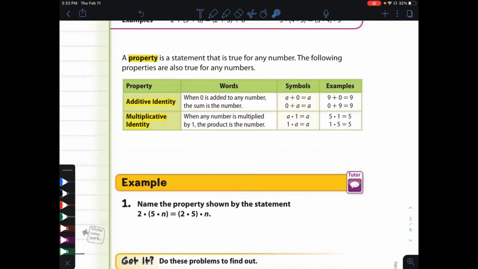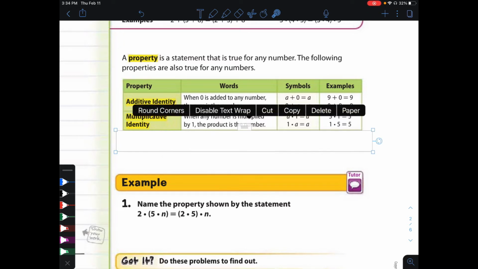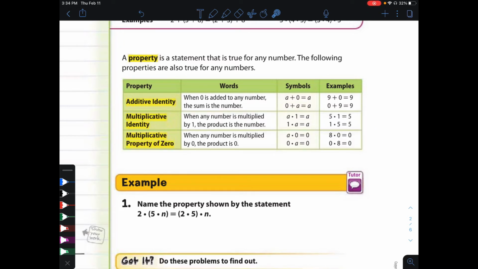And finally, the multiplicative property of 0, sometimes called the zero property, simply states that anything multiplied by 0 will always be 0. Okay, so anything multiplied by 0 will always be 0. Like the example here, 8 times 0 is also 0.